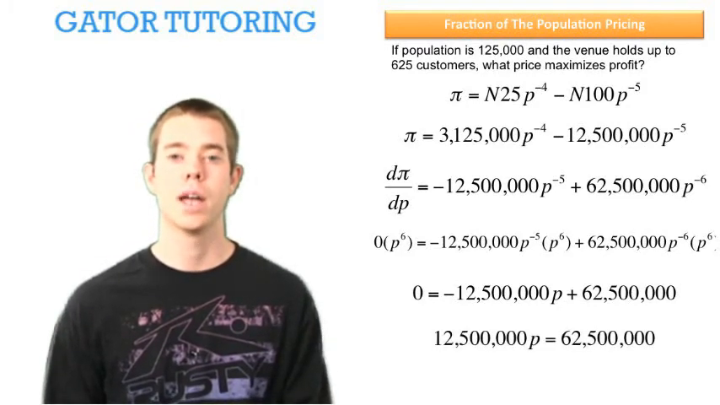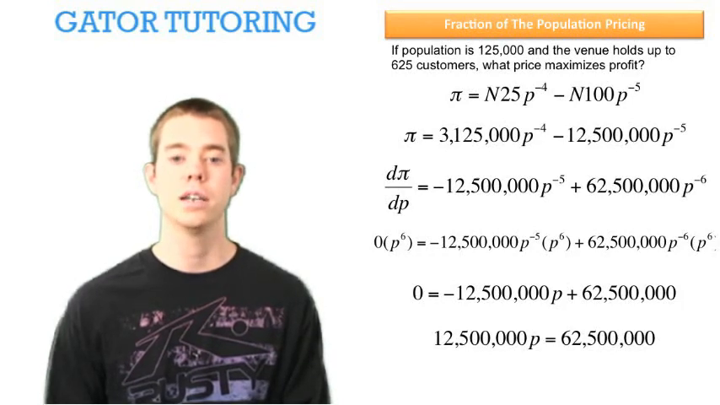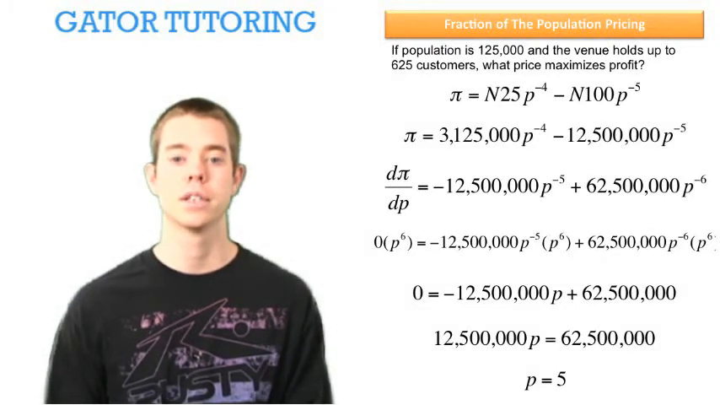Now we're ready to solve. We add 12.5 million p to each side, and we divide through by 12.5 million, and we find that our optimal price is $5.